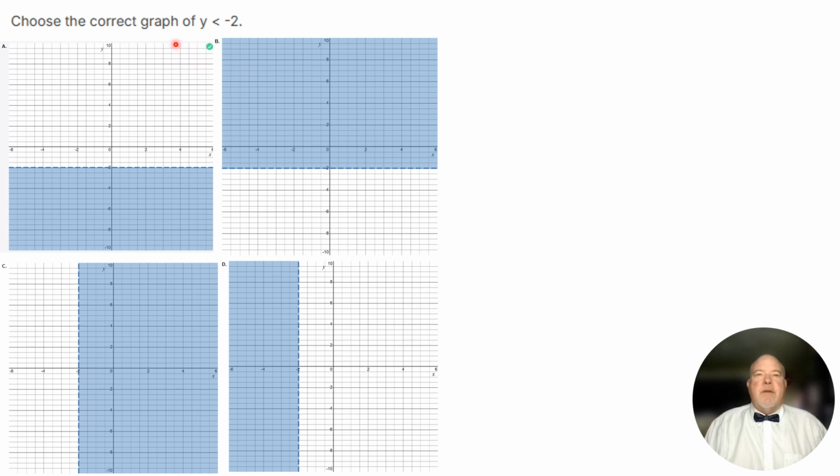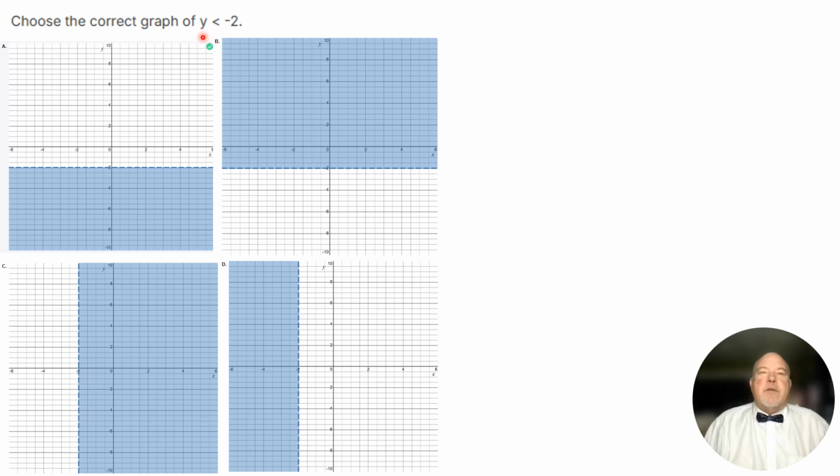All right, so we're given an inequality here. Y is less than -2, and we're asked to graph that. So I'm trying to figure out where to start here. Let's start by pretending this was an equal sign. If you had y equals -2, what would that line look like?